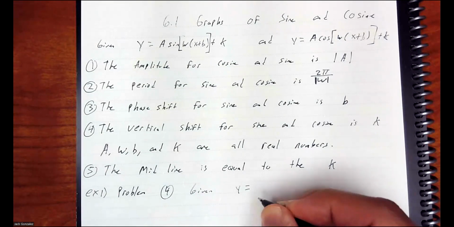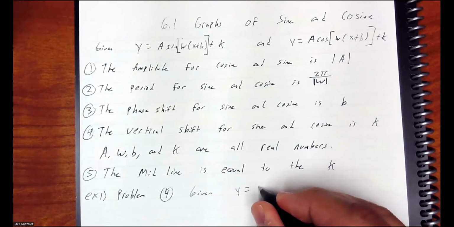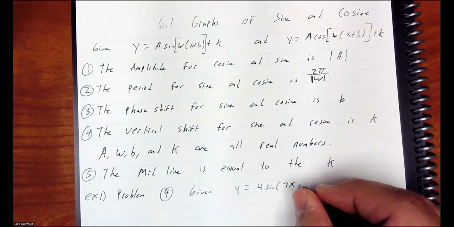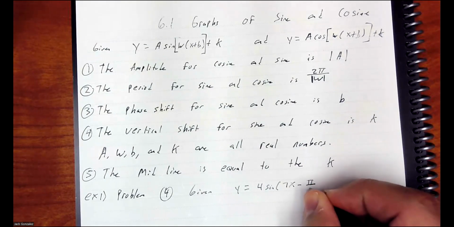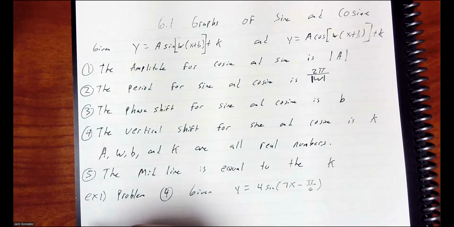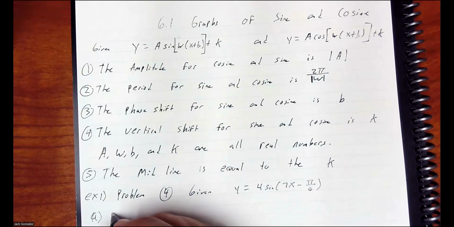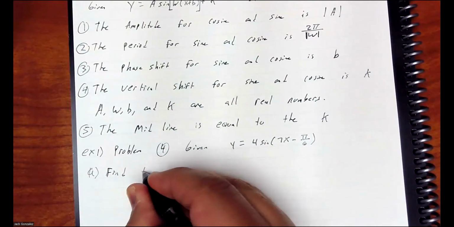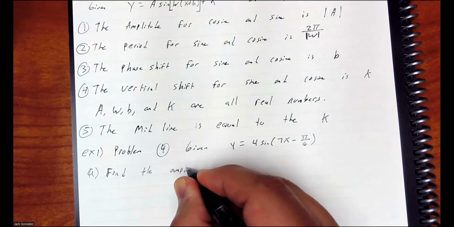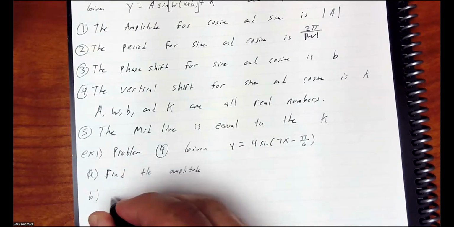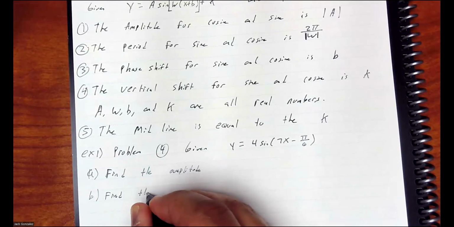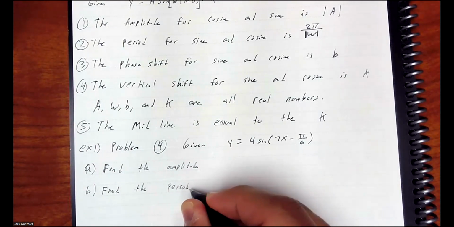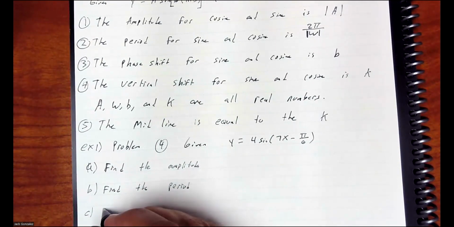Given that y is equal to 4 sine of 7x minus pi over 6. Part A, find the amplitude. Part B, find the period. And C is the phase shift.